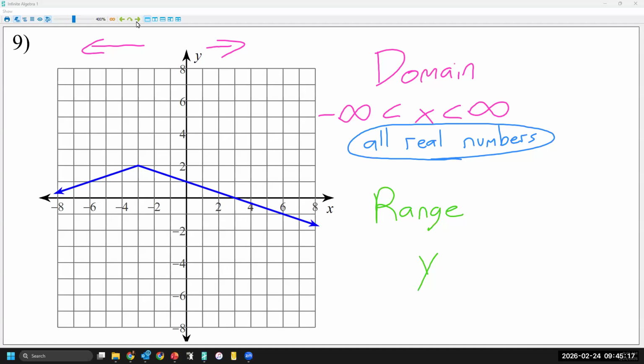Range is going to use our y. We go ahead and put our symbols there. Start off with how far down does my graph go? Well, again, it doesn't really matter which arrow I look at. Both arrows are going down forever, so I have negative infinity.